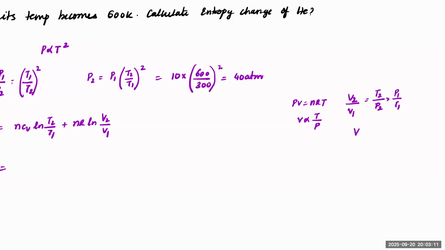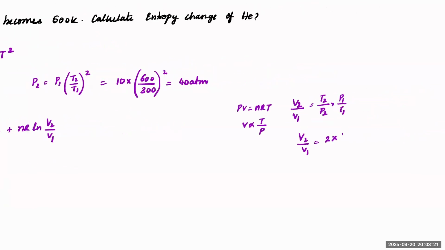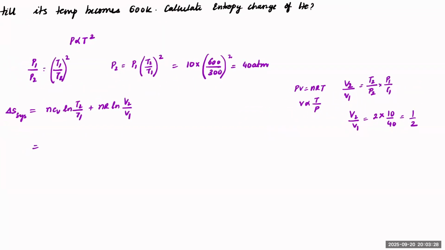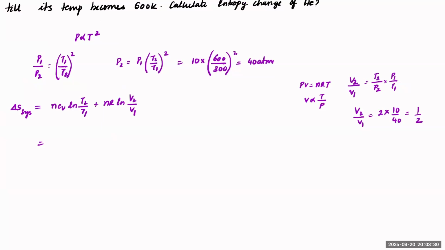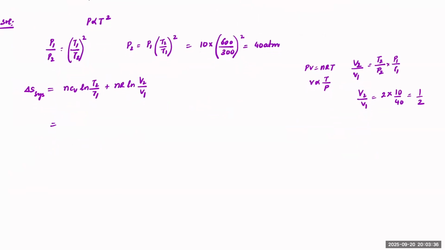So use that here. V2 by V1 is equal to T2 by T1, which is 2, into P1 by P2. P1 is 10 divided by 40. So how much are we getting? 1 by 2. So please check that the volume ratio V2 by V1 is coming out to be 1 by 2. And this is helium. Helium is a monoatomic gas. For monoatomic gas, the Cp value is 3R by 2.